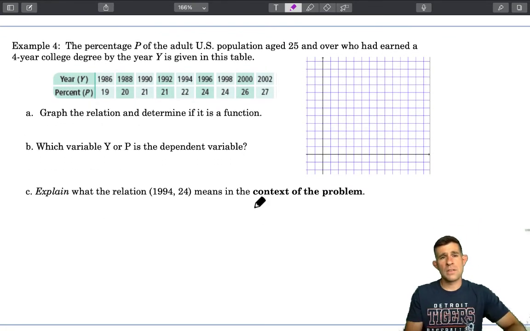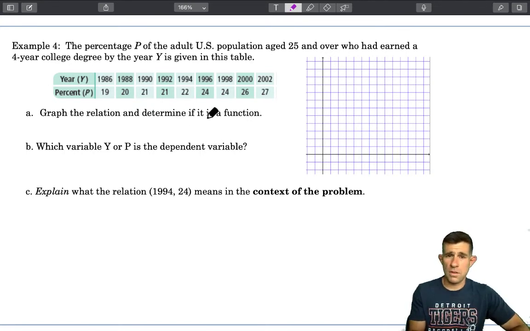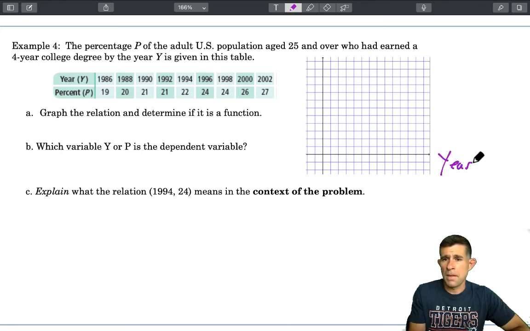All right, next up, let's take a look at example 4. The percentage P of adults in the U.S. population aged 25 and over who had earned a 4-year college degree by the year Y is given in the table below. All right, we want you to graph the relation and determine if it is a function. So oftentimes throughout the course of the year, we're going to end up graphing relations or graphing the data to get a good visual of what's happening here. So we're going to put the years here on our x-axis, and we're going to put P for percent up here on our y-axis. And this is good practice early on at the beginning of the year to really hone in your skills on graphing.